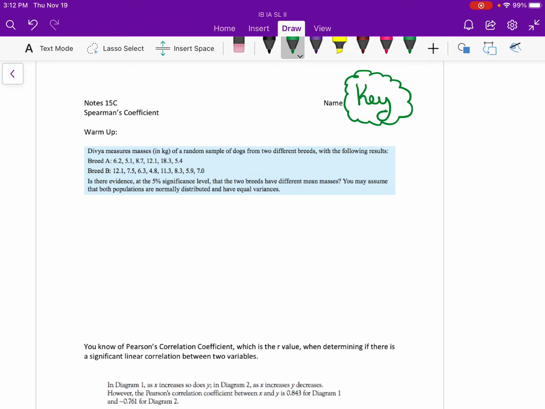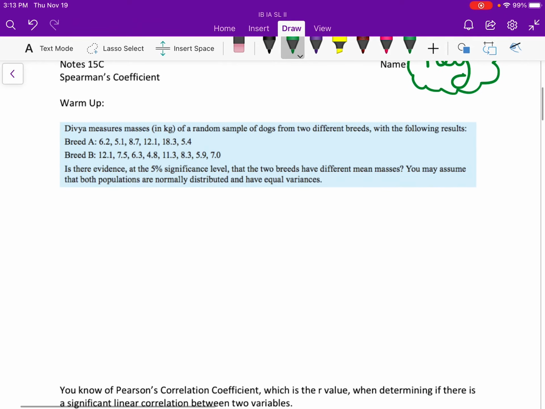So I gave you a warm-up right here over t-tests. Divya measures masses in a random sample of dogs from 2 different breeds with the following results, breed A and breed B. Is there evidence at 5% significance level that the 2 breeds have different mean masses? You may assume that both populations are normally distributed and have equal variances. So I would pause this video right now and take a minute and go through this problem and see how you do.